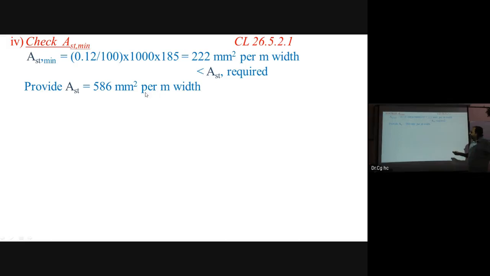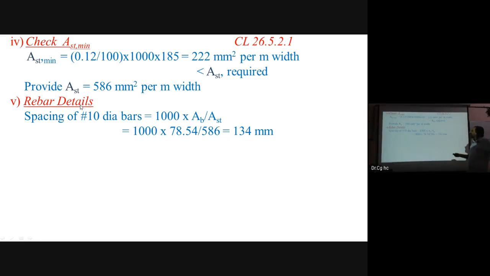The cross section area of steel required in the tension zone of the slab per 1 meter is 586 millimeter square. We have assumed 10 mm bars. Therefore, let us calculate: one 10 mm bar has an area of 78.54 millimeter square. Within 1 meter distance, where should we place these 10 mm bars? Therefore the spacing is 134 mm, from one bar to the next bar 134 millimeter.